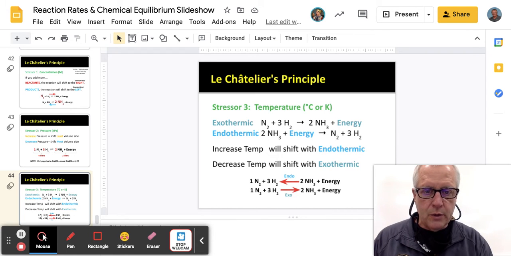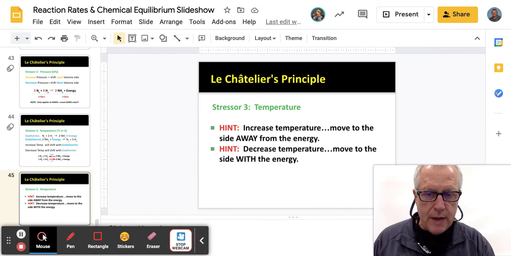The third stressor is temperature. Now, what you want to look at here is where is the energy at? And so if we have an increase in temperature, then it's going to want to go away from this energy. Now, this next slide kind of summarizes that. Increase in temperature, move away from the side with the energy.